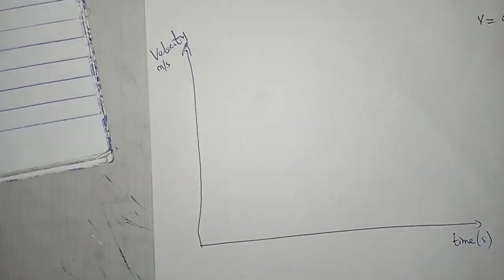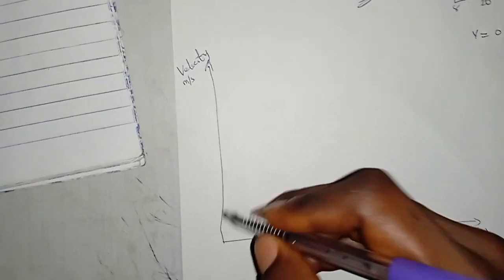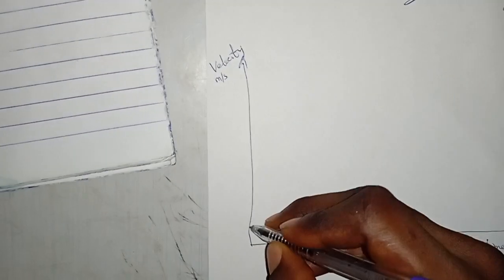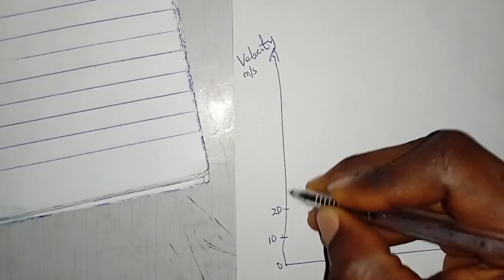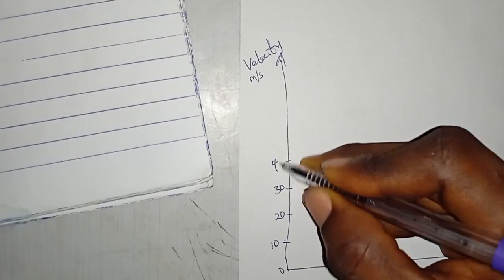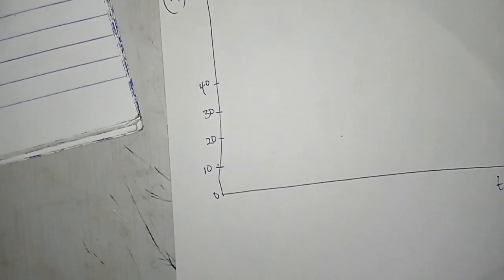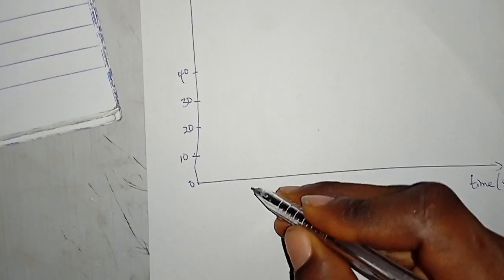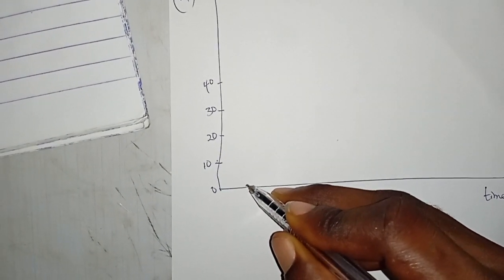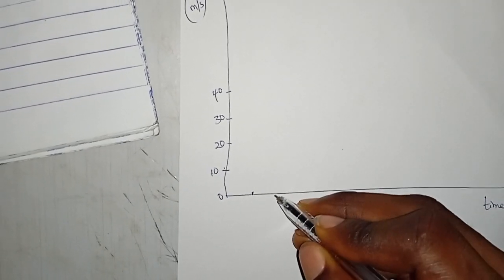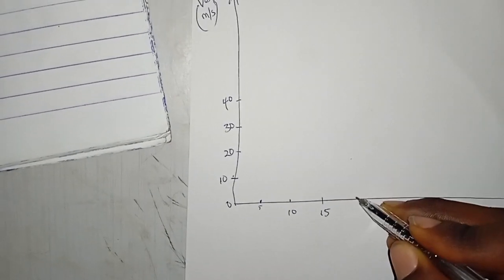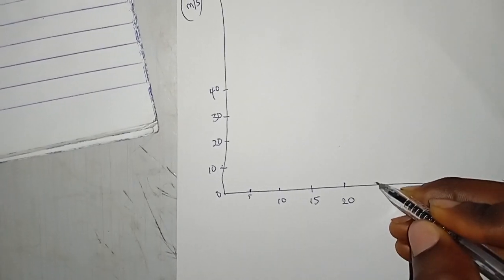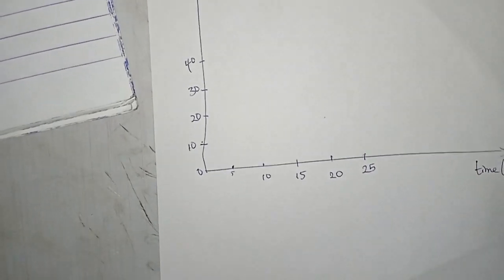So notice that the velocity given to us, this is a very simple question, is 40. Let's say here is 0, here is 10, and all the way 20, here is 30, here is 40. I don't need to be writing meters per second. Once I write it once, it's okay. Same thing when you're plotting a graph. Now, on the time axis, let's say here is 5, 10, 15, 20, 25. Let's say this is the scale.